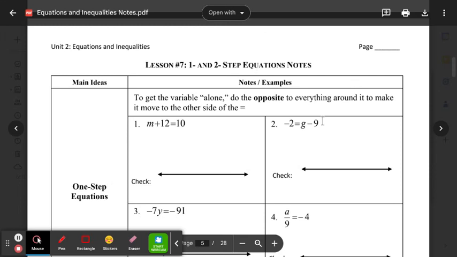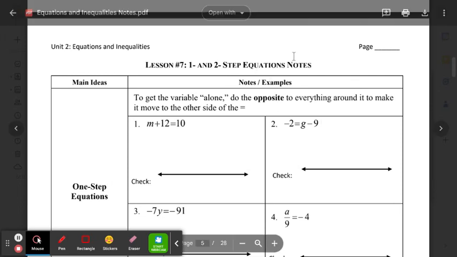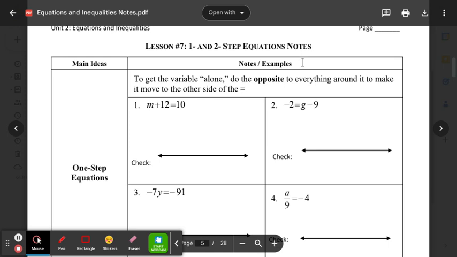Welcome back. Today we're doing lesson 7. We are reviewing 1 and 2-step equations and finding their solutions. Bear with us on this. Sometimes we need to go back and review something you might think is very easy, just to refresh our memory, but also so you can see how everything fits together.